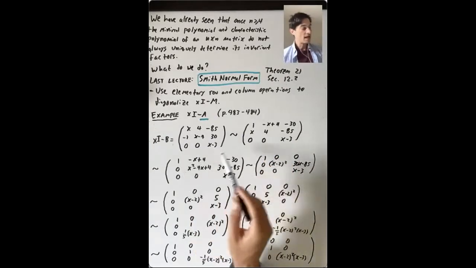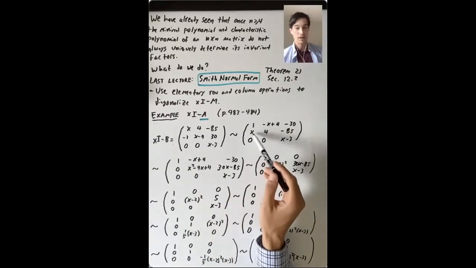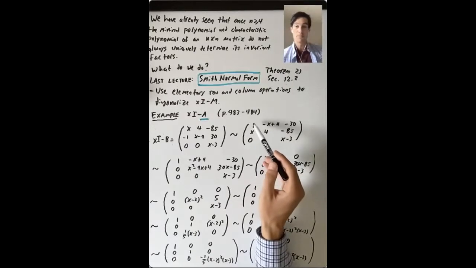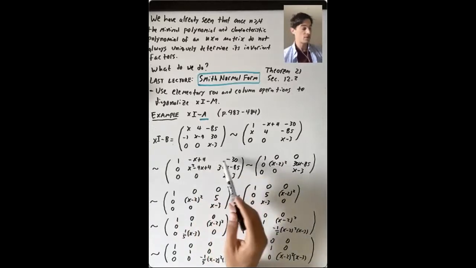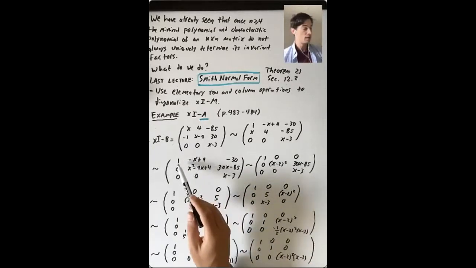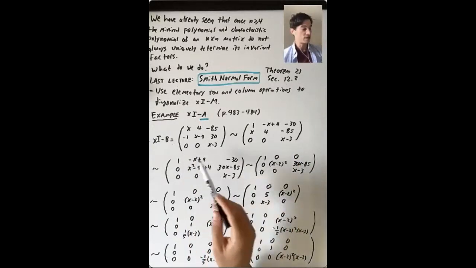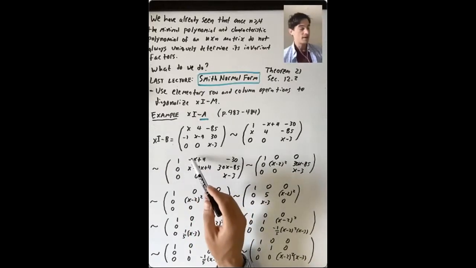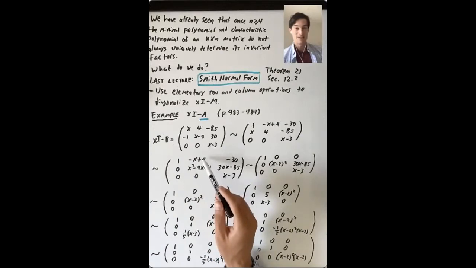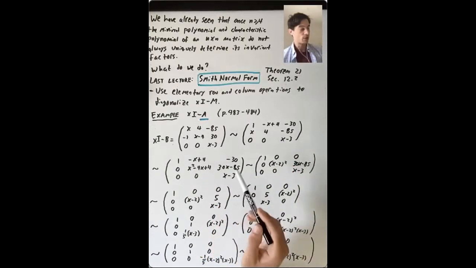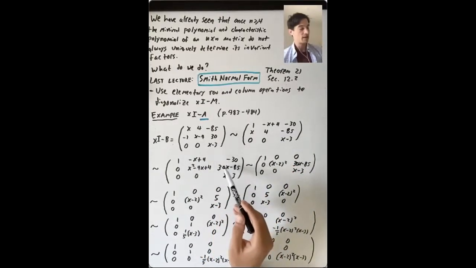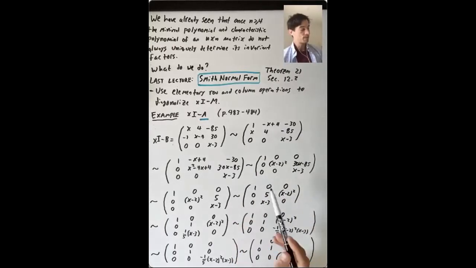Because now I can zero out the thing below the 1 by taking an appropriate multiple of the first row and subtracting it from the second row. So I'm taking x times the first row, subtracting it from the second row, and this is what I get. So I get a 0 here. I take minus x squared plus 4x, add negative of that to 4, and I get x squared minus 4x plus 4. And then this minus 30, I get 30x minus 85.